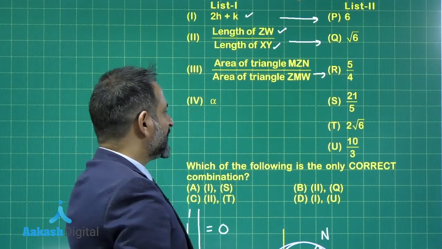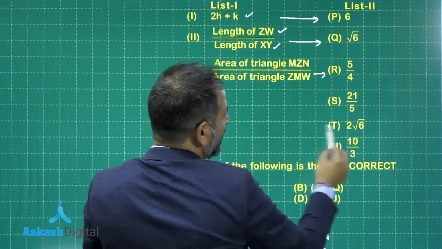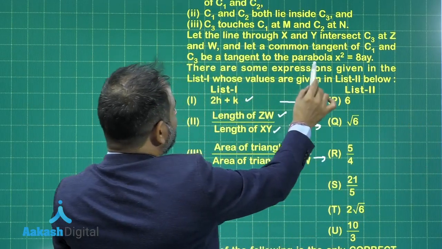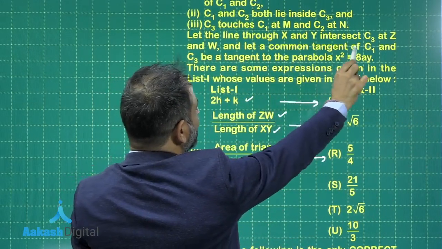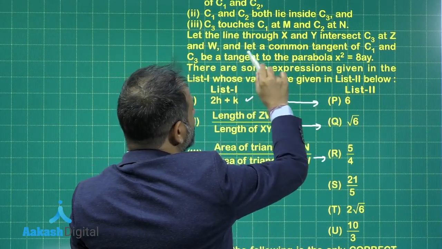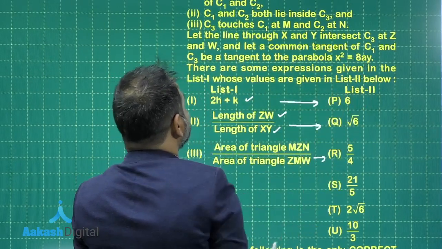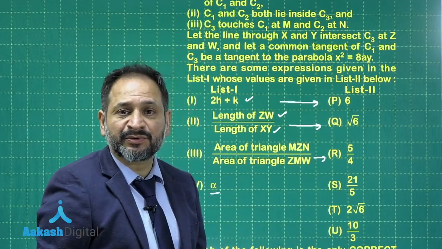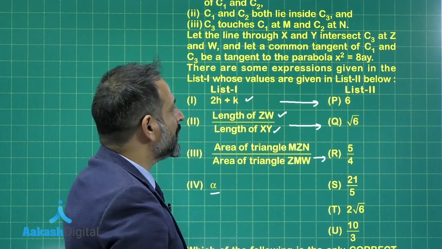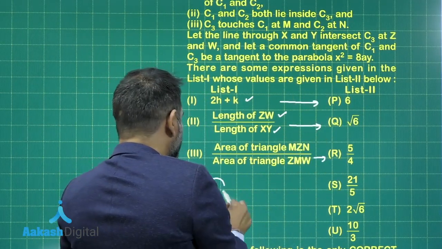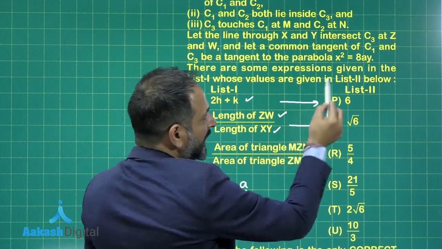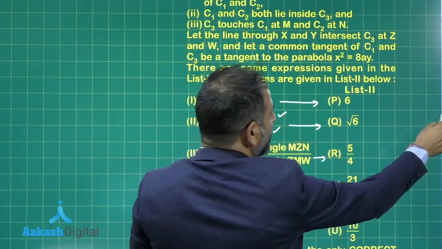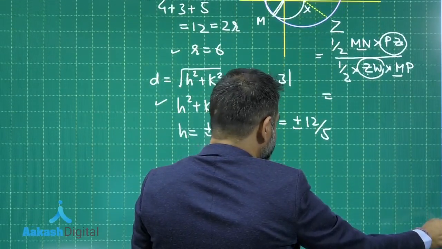Now let us calculate the last thing, that is alpha, or A we can say. It is given that the line through X and Y intersects C3 at Z and W, and let the common tangent of C1 and C3 be the tangent to x square is equal to 8ay. So this is a parabola, and this A, or alpha, we have to calculate the value of. There is a condition of common tangency we have to apply. Let us see how this can be done.